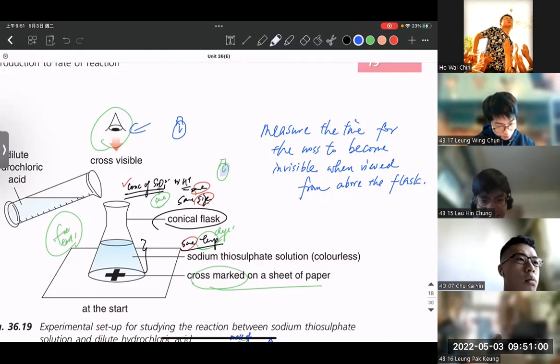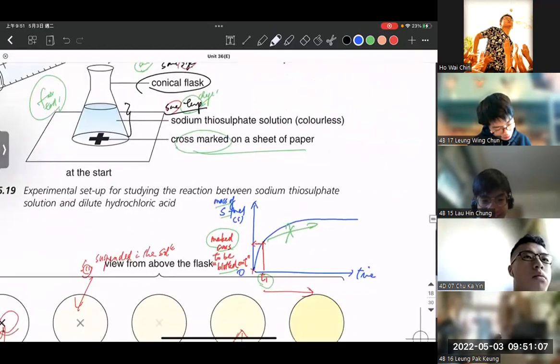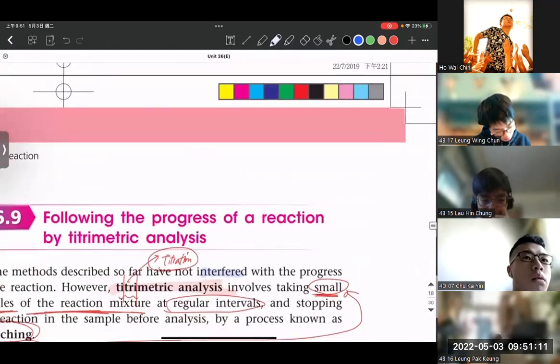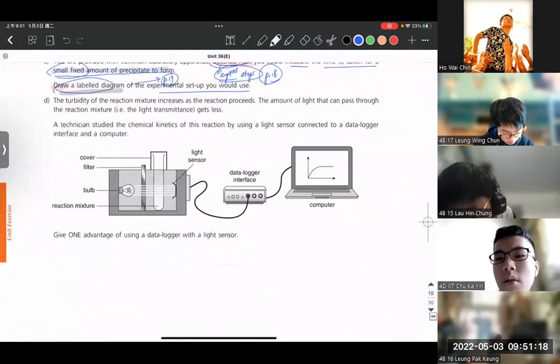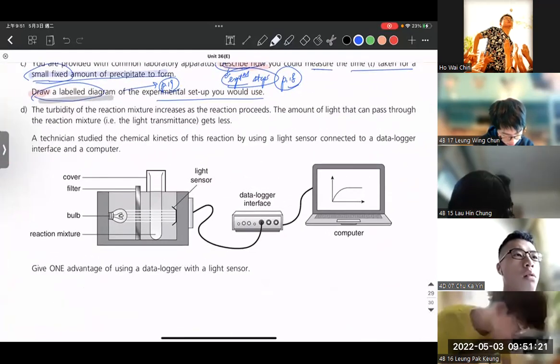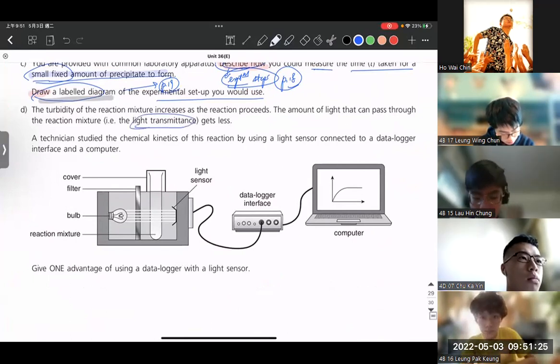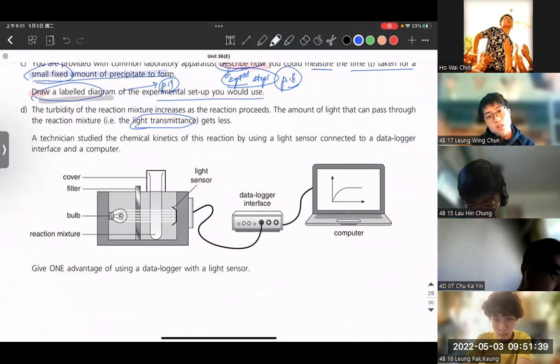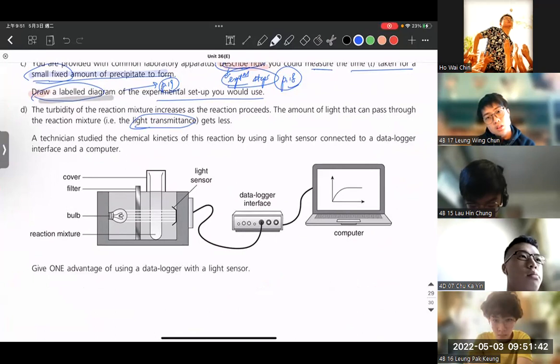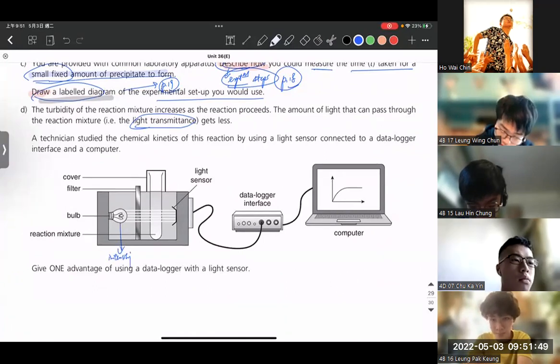So you may refer to page 30 again. Now, this is the graph. So this time, you are going to measure the transmittance. Transmittance means how much light can still pass through the solution. How do you know the extent of how much light can pass through the solution? It is measured by checking the intensity of the color here.